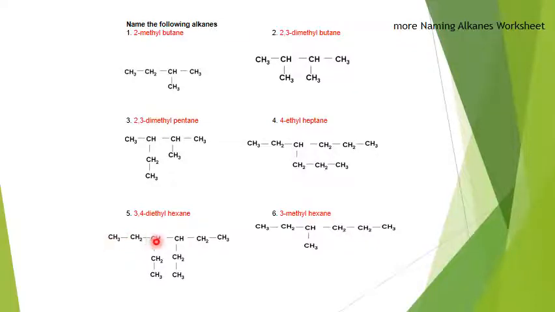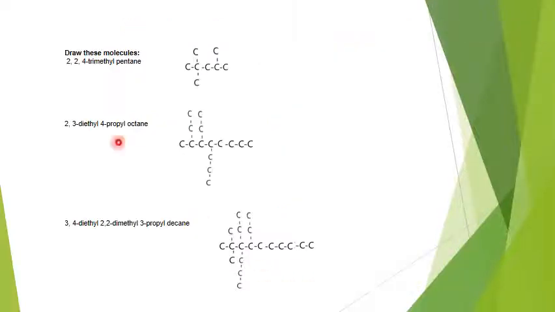All right, next one. Okay, here's the longest chain. 1, 2, 3, 4, 5, 6. So it's a hexane. And it has 2 ethyls coming off at number 3 and 4 either direction. So 3,4 diethylhexane. And last one on this page, 1, 2, 3, 4, 5, 6. So it's a hexane with a methyl coming off at number 3. Okay.